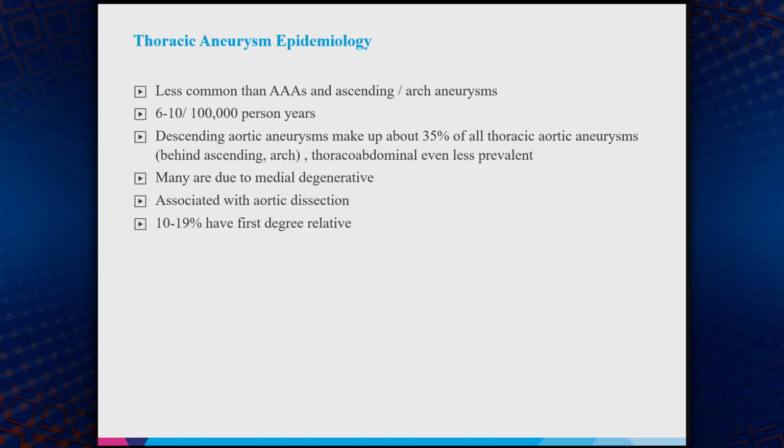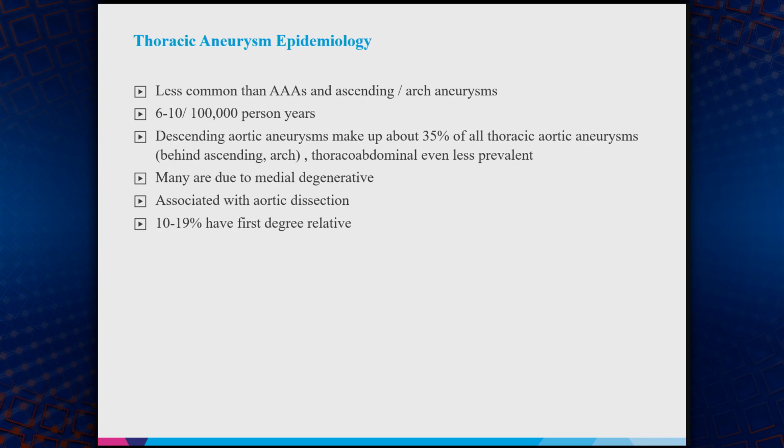So thoracic aneurysms are definitely less common than infrarenal AAAs. They are also less common than ascending aneurysms as well as arch aneurysms. They're not rare though. About 6 to 10 cases per 100,000 person years is the stated incidence. And descending thoracic aneurysms make up about 35% of all thoracic aneurysms, coming behind the ascending. Thoracoabdominals are even less prevalent, although because they're so difficult to manage, there's definitely quite a few talks on them.